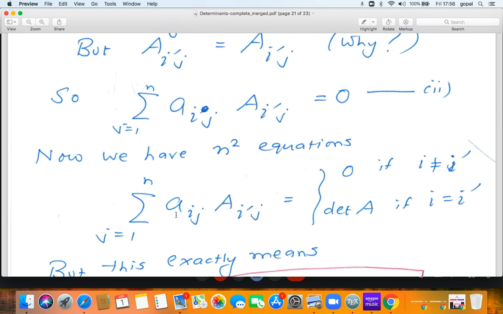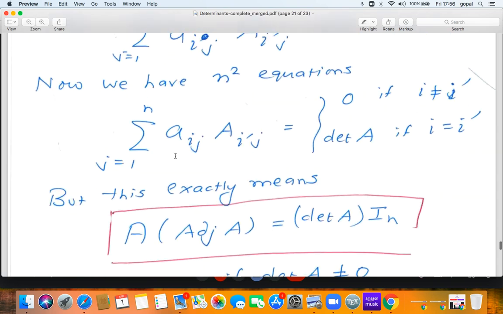But what does this n squared equation tell you? This n squared equation basically tells you that the matrix product of A times adjugate of A is determinant of A times identity. So here is where you need that the adjugate is a transpose of the matrix of cofactors. A i prime j has to become the j i prime term of the transpose. To interpret the left hand side as a matrix product, you need to apply the transpose operation while calculating the adjugate. So we get the fact that A times the adjugate of A is determinant of A times identity.